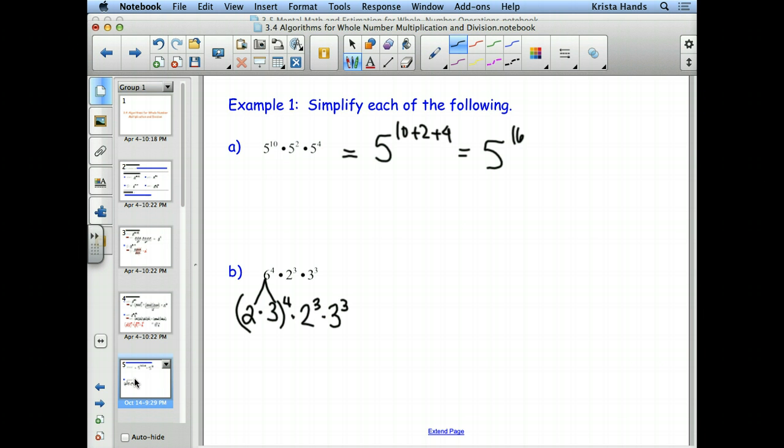Right, this is property number 4, right? That allows me to do a distribution of these exponents. So I can write 2 to the 4th, I can write 3 to the 4th, and I have 2 cubed and 3 cubed.